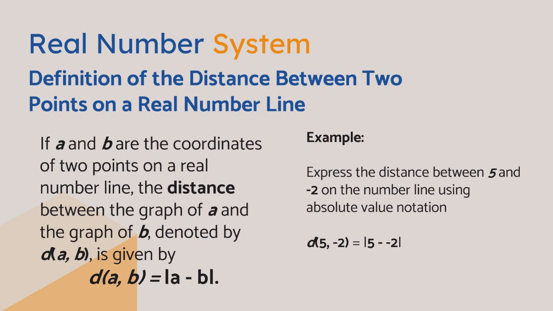Let's try to evaluate this. The problem calls for this expression only, but let's proceed to computing the distance between 5 and negative 2. It's the absolute value of 5 minus negative 2. If we simplify that further, we get the absolute value of 5 plus 2, because minus negative becomes plus, right?